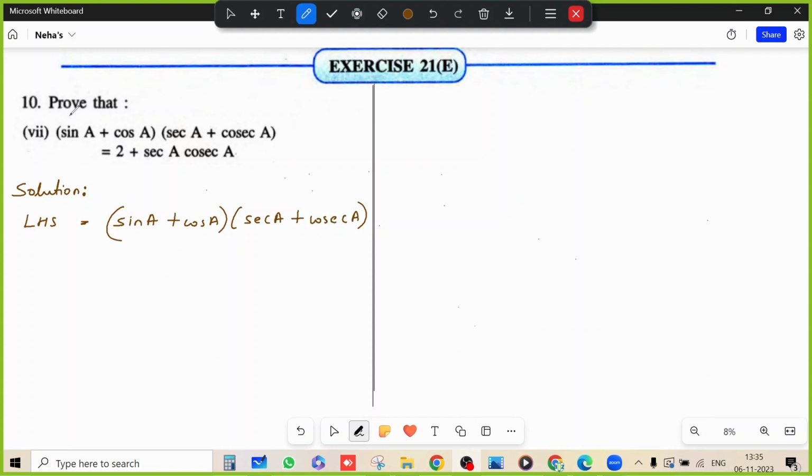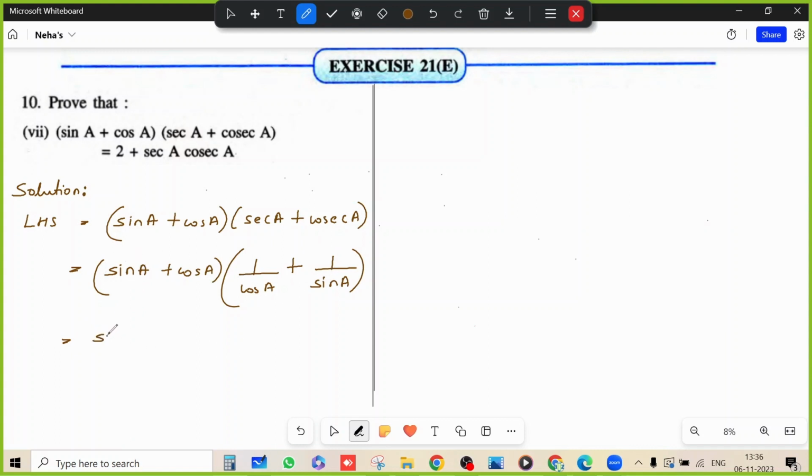The next part of the question is we have to prove that sin A plus cos A into sec A plus cosec A is equal to 2 plus sec A into cosec A. So here we will again begin with the left hand side. Now this can be written as sin A plus cos A into sec A can be written in the form of cos as 1 by cos A, and cosec A here can be written in the form of sin as 1 by sin A. This is because sec A is equal to 1 by cos A and cosec A is equal to 1 by sin A.